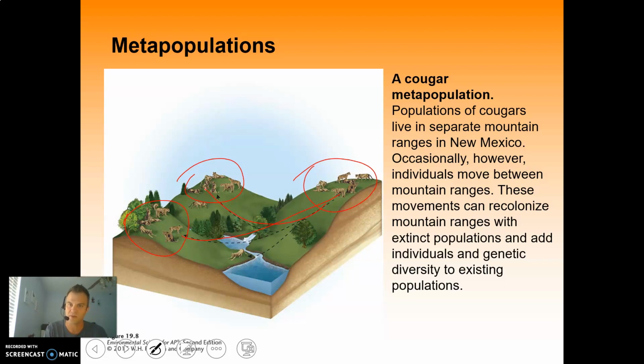These movements can recolonize mountain ranges with extinct populations and add individuals and genetic diversity to existing populations. So while sometimes it can produce a depression, other times like this, you can actually have this go well if you know that they're genetically similar enough that they're going to produce viable offspring. This can actually be encouraged by humans in order to increase diversity.